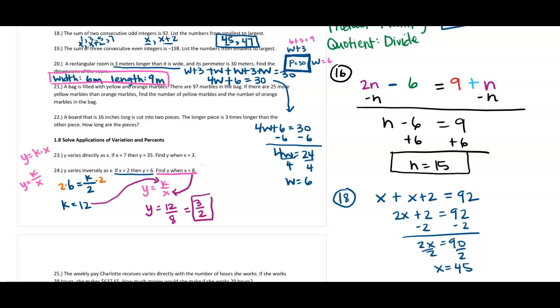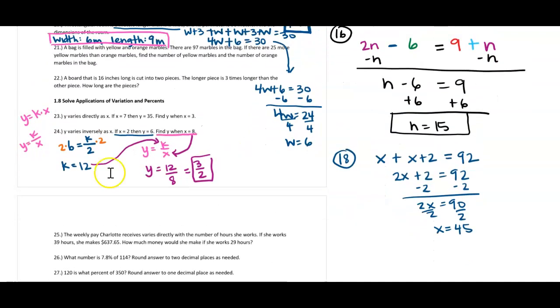Okay, so on 24, right, so I get there. Questions on that one? How to do those direct or indirect variation problems?